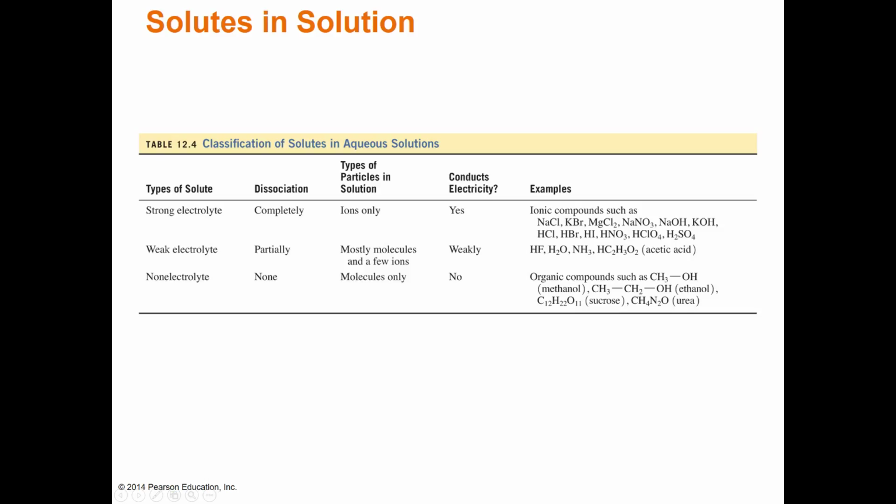Mostly molecular, or mostly in the molecule form, and only a few ions. It's going to conduct electricity weakly. Examples are HF, water, ammonia, and acetic acid. Non-electrolyte: there's going to be no dissociation at all. The particles in solution would be only molecules, and examples would be organic compounds such as methanol, ethanol, and urea, and sugar, which is sucrose.